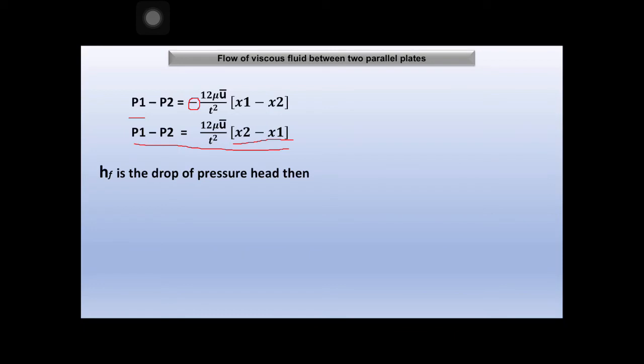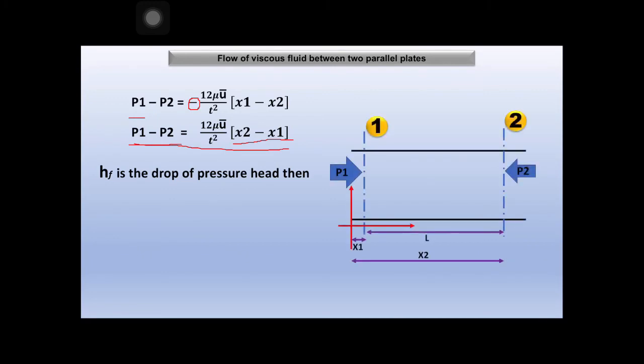So this pressure drop, if we consider it in terms of the pressure head, then this equation will become hf is equal to (p1 minus p2) divided by rho g. So if we divide this pressure difference by rho g, we will get the drop of pressure in terms of the pressure head. So it will be equal to 12 into mu into u bar by rho g t square into L.